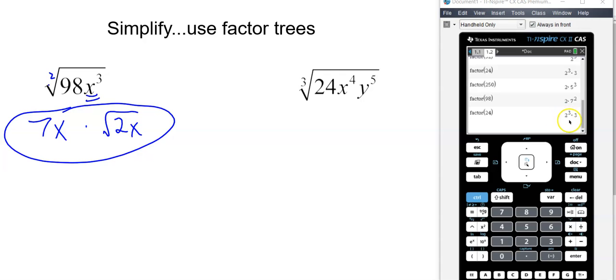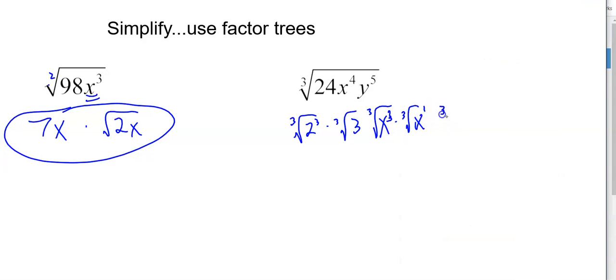This one, 24, is 2 cubed times 3. So this time I am looking for the cube root of this one. So it would be 2 cubed times the cube root of 3. And then another way of thinking about this is, so cube root of x to the third times cube root of x to the first.